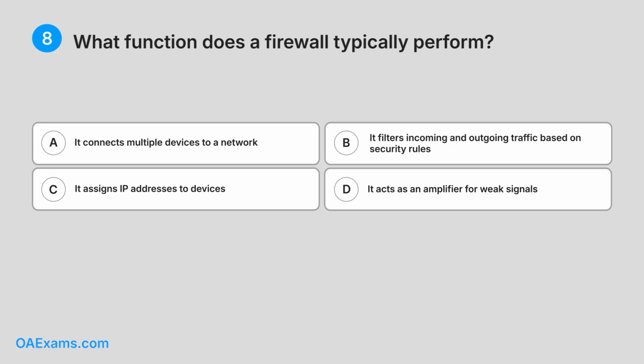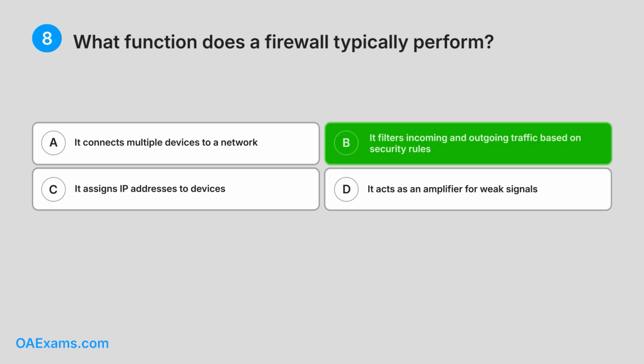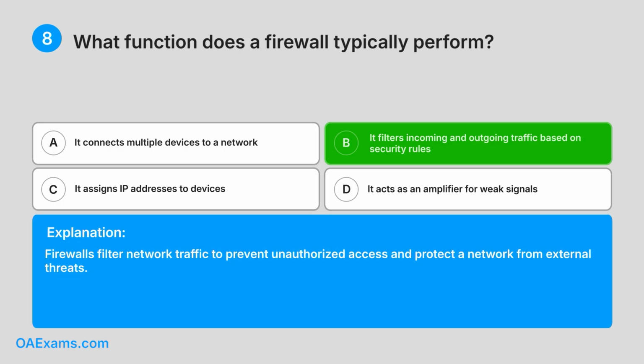Correct answer. B. It filters incoming and outgoing traffic based on security rules. Explanation. Firewalls filter network traffic to prevent unauthorized access and protect a network from external threats.